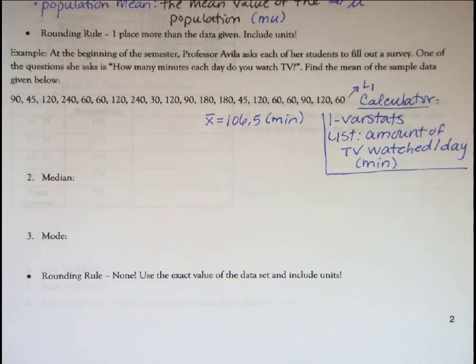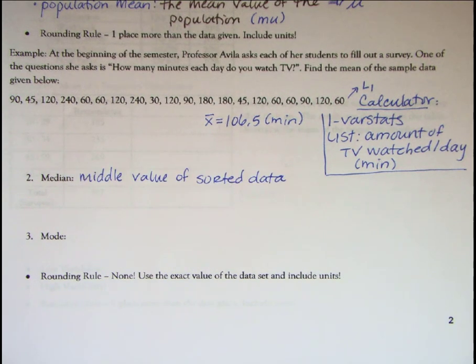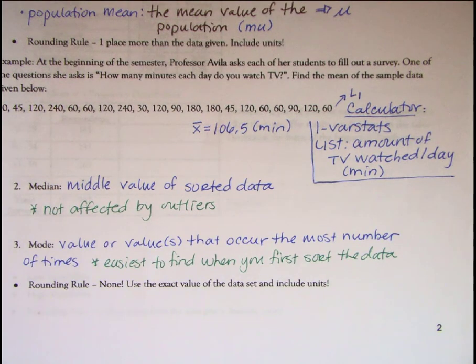When you're finding the median, remember that this is the middle value of sorted data when you cut data directly in half. Since you are cutting a data set in half, the middle value is not affected by outliers, since you are placing a specific number of values to the left and values to the right of the median. For your mode, this is the value or values that occur the most number of times in your data set.